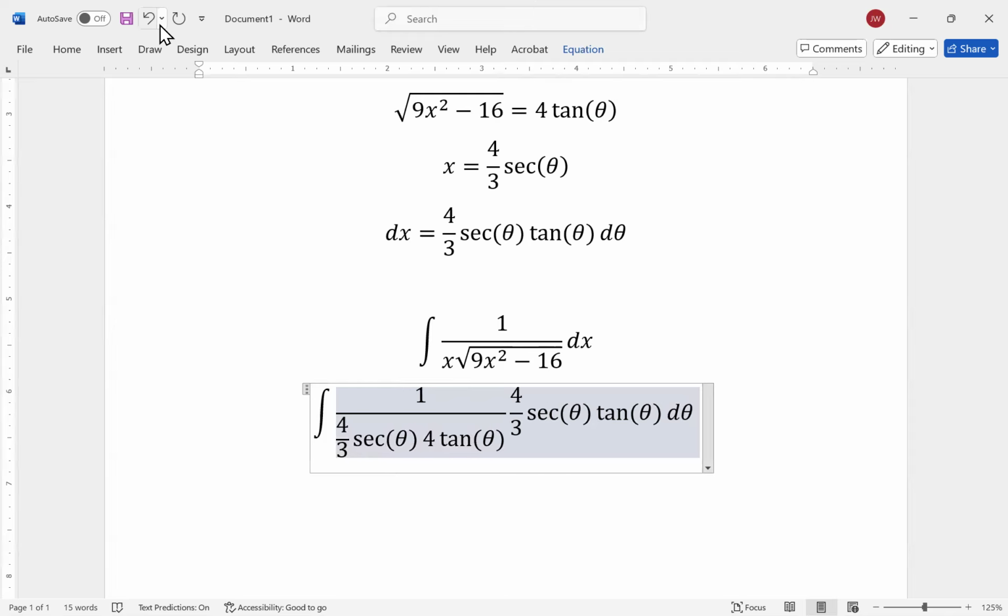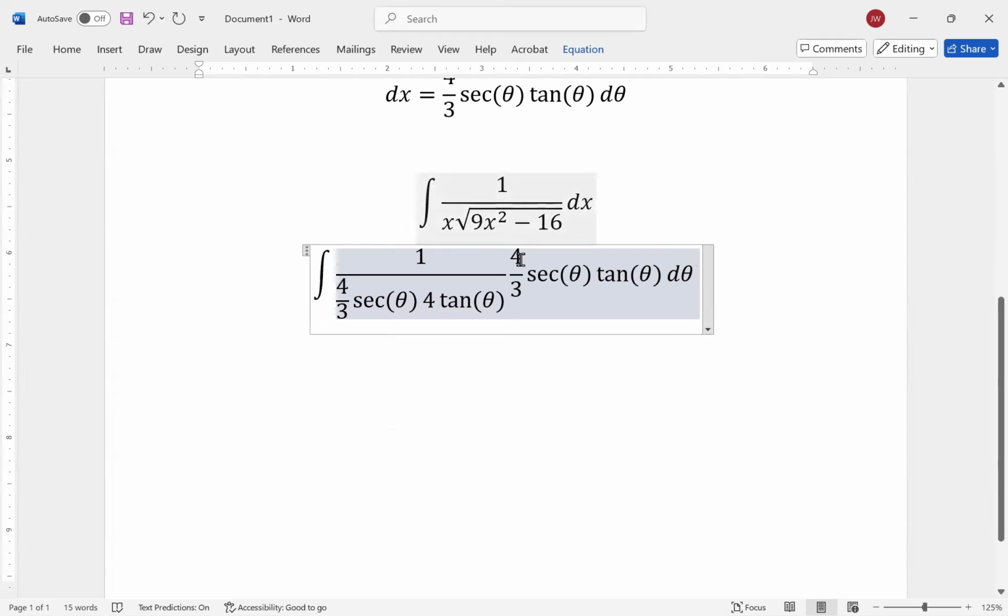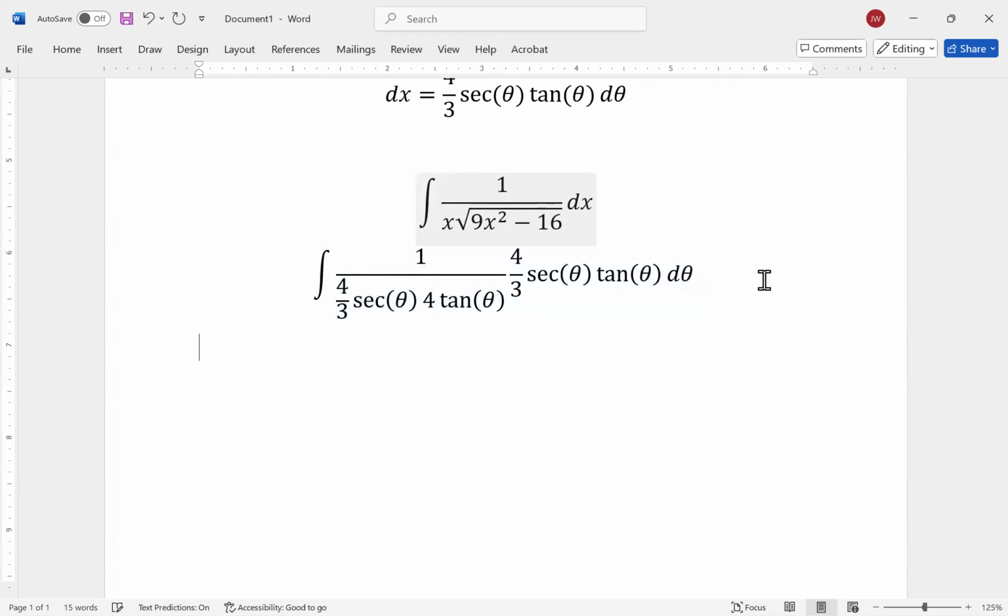With respect to theta, obviously. So notice what's going to happen. The 4/3 are going to cancel out. One copy of secant, one copy of tangent is going to cancel out. So one copy of secant cancels out on top and bottom. One copy of tangent cancels out on top and bottom. And when it's all said and done, that integration becomes 1/4. That's it.